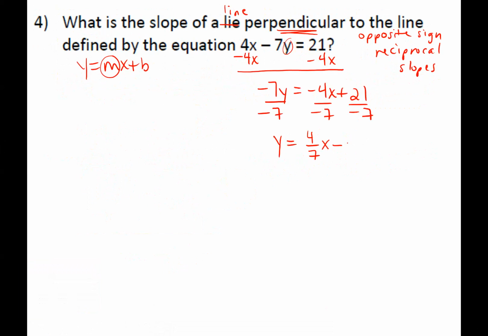Positive divided by negative is going to give me negative, and then 3. So here's the equation rewritten. Here's the slope we're looking at. We need, again, the opposite sign reciprocal. So the opposite sign would be negative, and then reciprocal would be 7 over 4. And it asks us what is the slope, so that would be our answer.